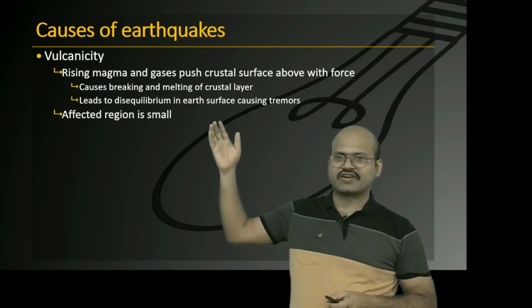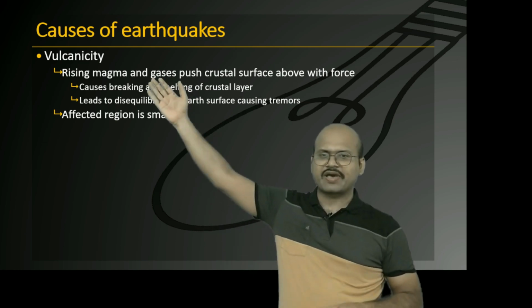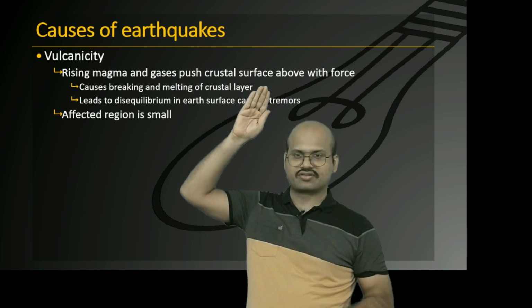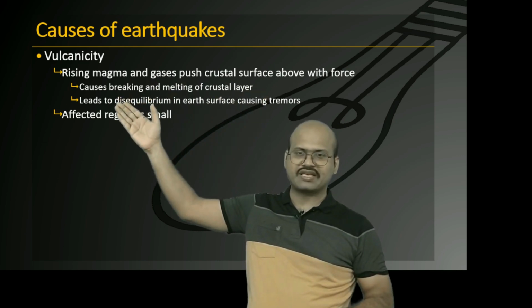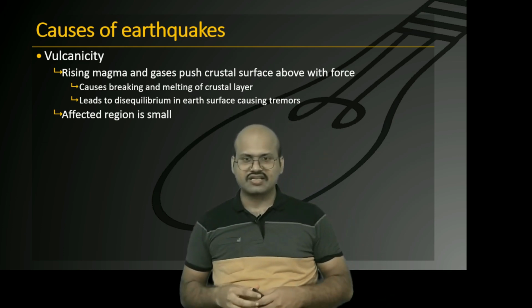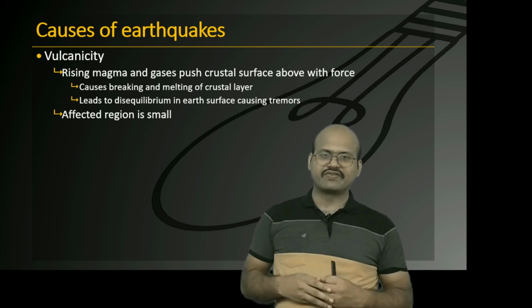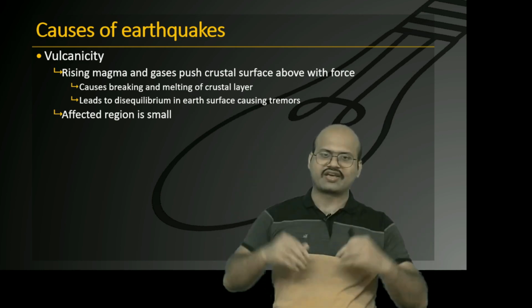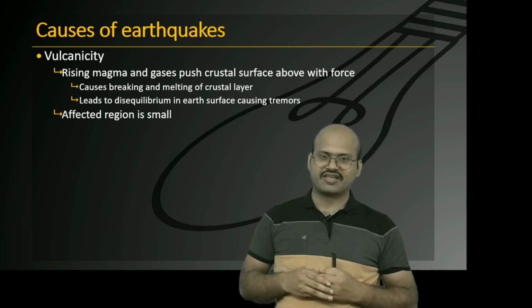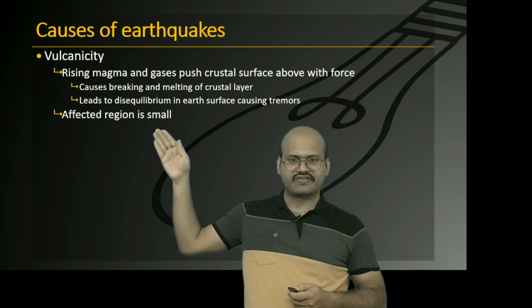We have already seen that volcanicity can also create earthquakes. Rising magma as well as gases apply a force on the above lying rocks. This causes breaking and melting of the crust lying over, and this leads to a kind of tremors. So when the lava tries to come up, it will try to melt and break the overlying rock structures, and when these rock structures are broken down suddenly, they can create vibrations. However, the region they affect is very small.